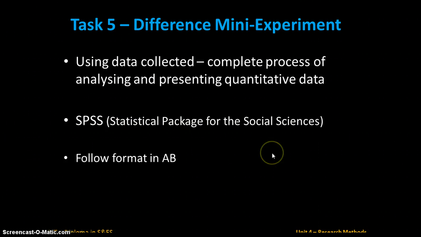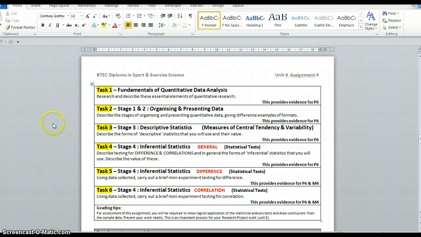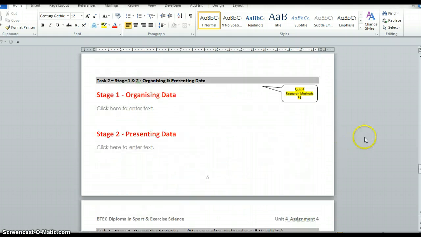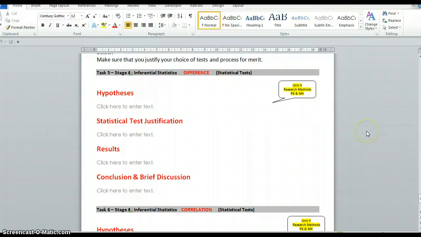And with those results you literally follow the format in the assignment brief, so it's worth just showing you quickly the assignment brief. We've done tasks 1 to 4 previously, and now we're going to go through tasks 5 and 6, which will look a little bit like this.